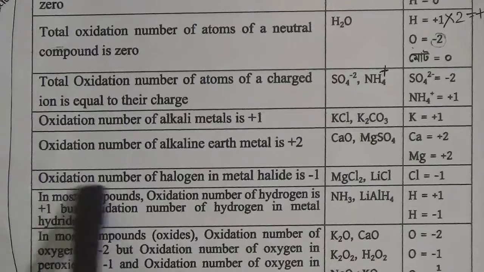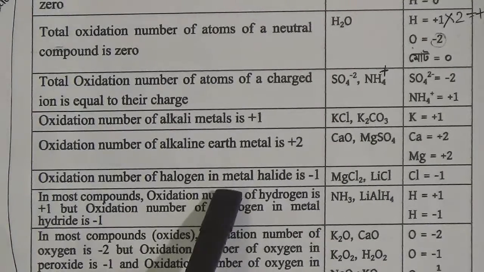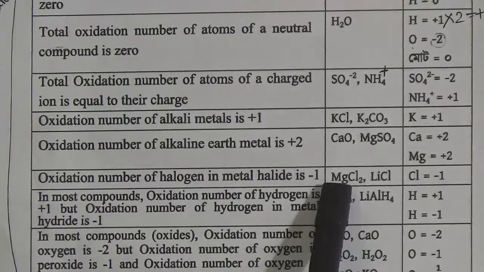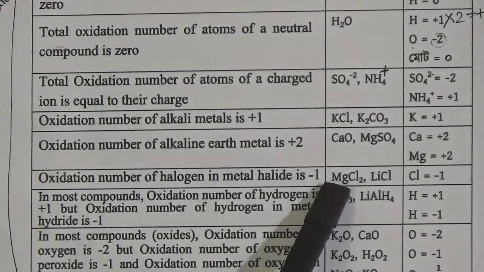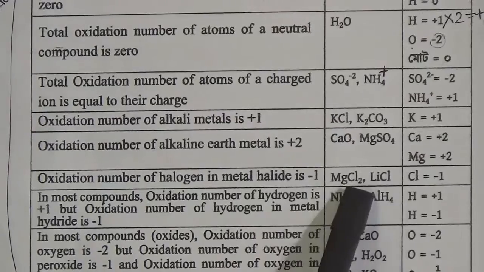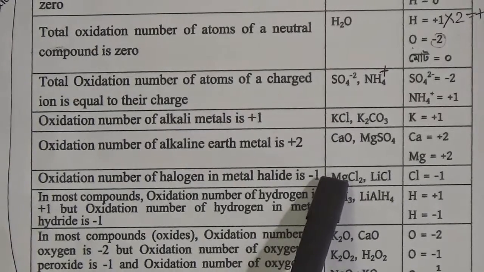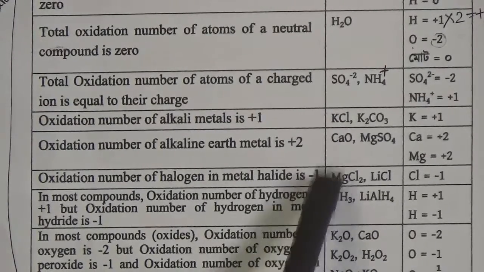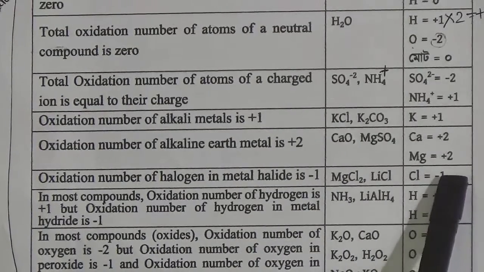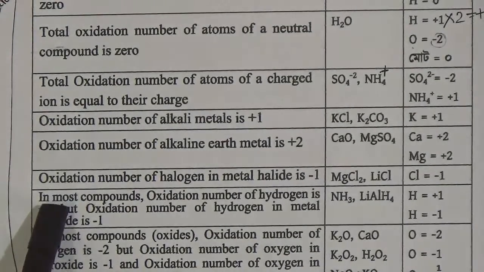Now come to the oxidation number of a halogen in a metal halide, which is -1. You have to remember halogens have 7 electrons in the last orbit, so they can take 1 electron, and that's why the oxidation number is -1, because it can accept 1 electron. Now come to the next one.